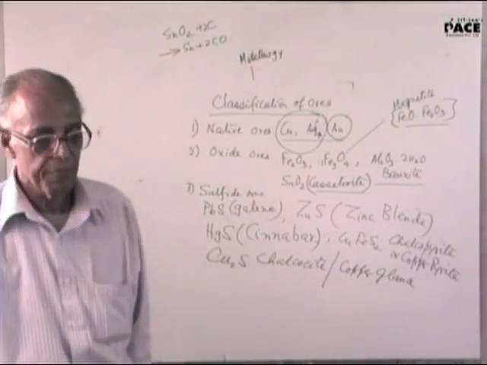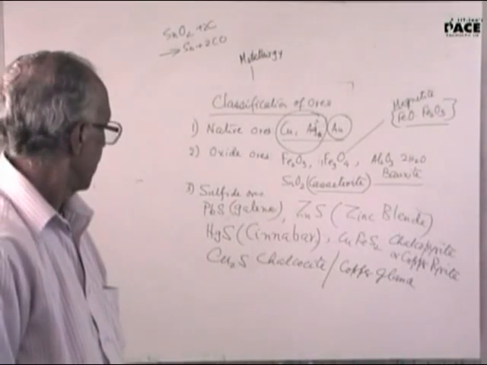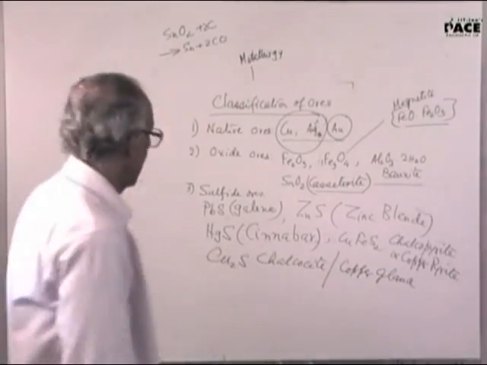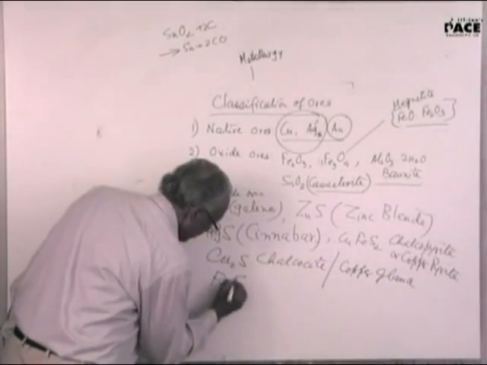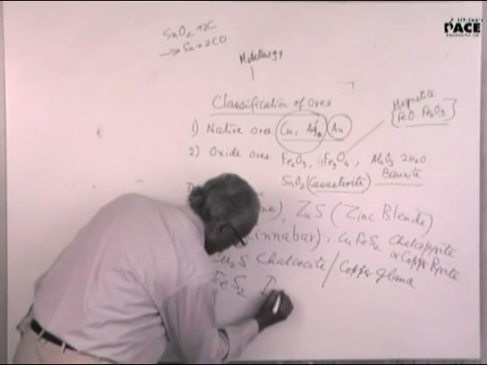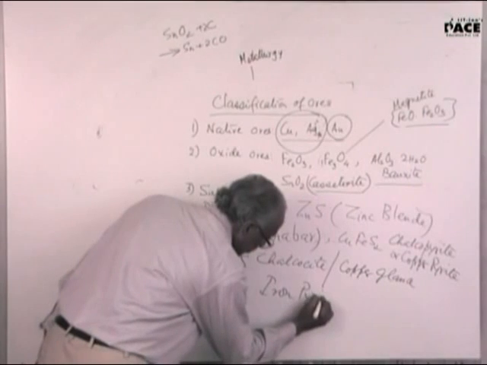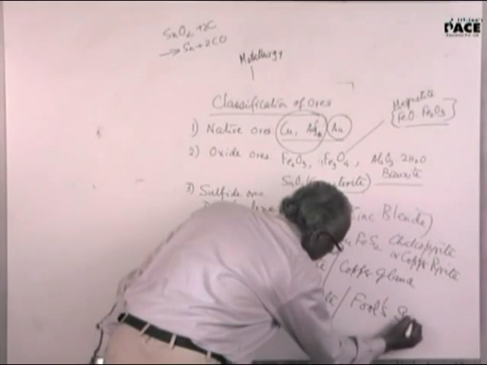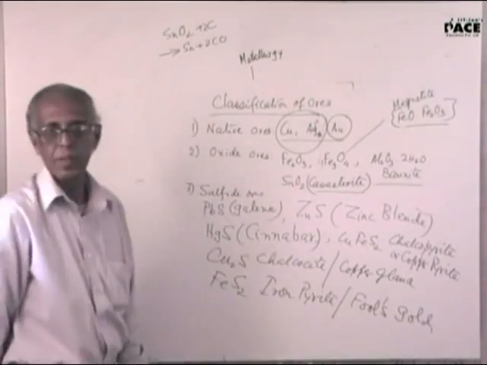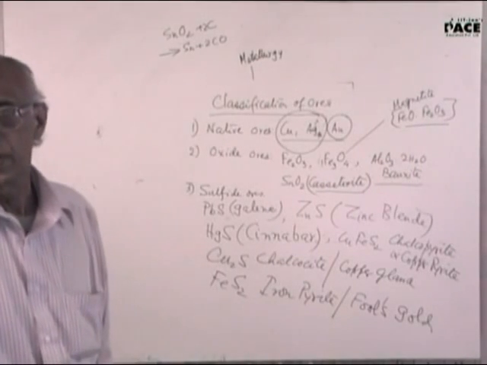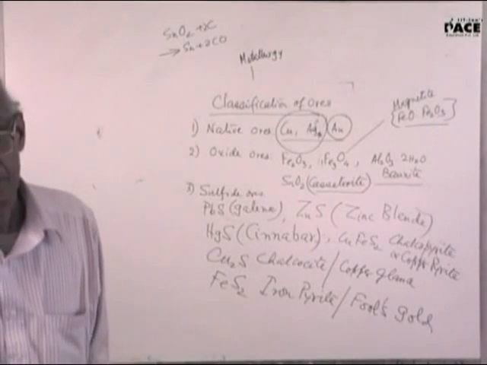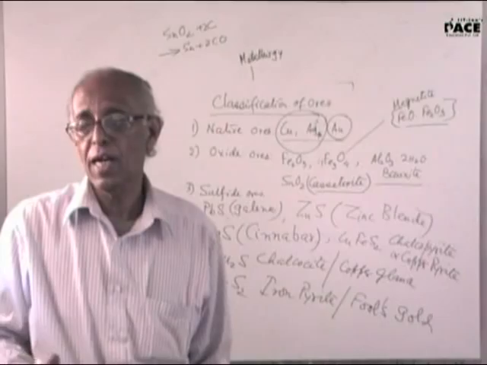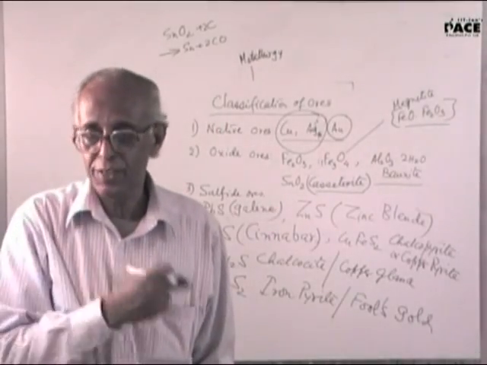Cuprous sulfide is called chalcocite or copper glance. FeS2 is called iron pyrite or fool's gold, because it has a golden yellow color, but it is not gold, so it is called fool's gold.